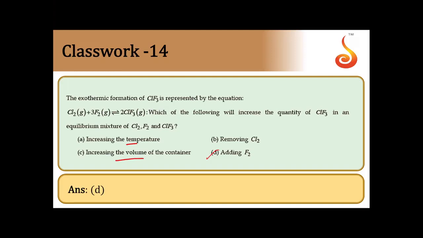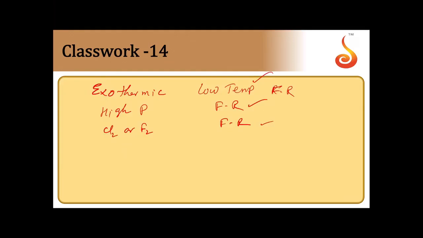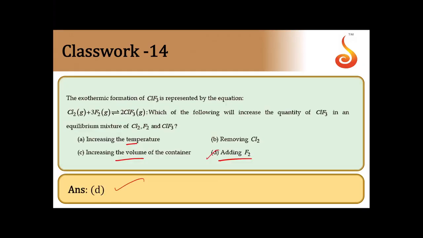Increasing the volume will decrease the pressure, so it can't move in the forward direction. Therefore addition of one of the reactants moves it in the forward direction. The option is D. So in this reaction, being exothermic in nature, low temperature favors the forward reaction; high pressure favors it because the products occupy fewer moles; and addition of reactants always moves it in the forward direction. So the answer is option D.